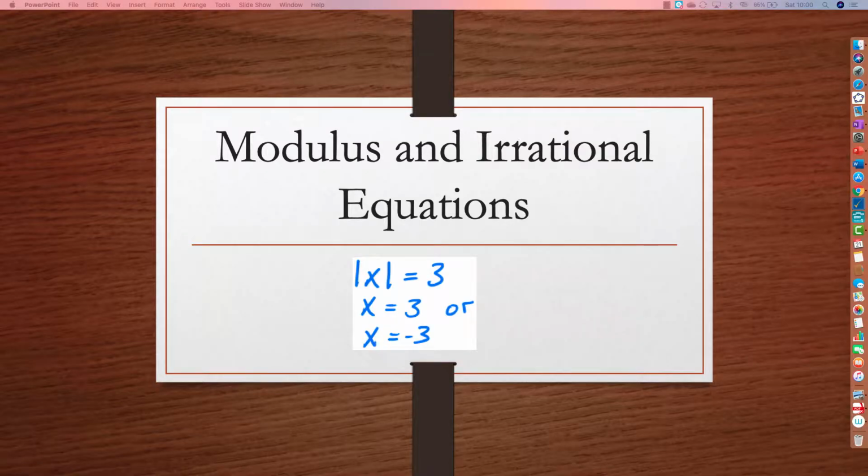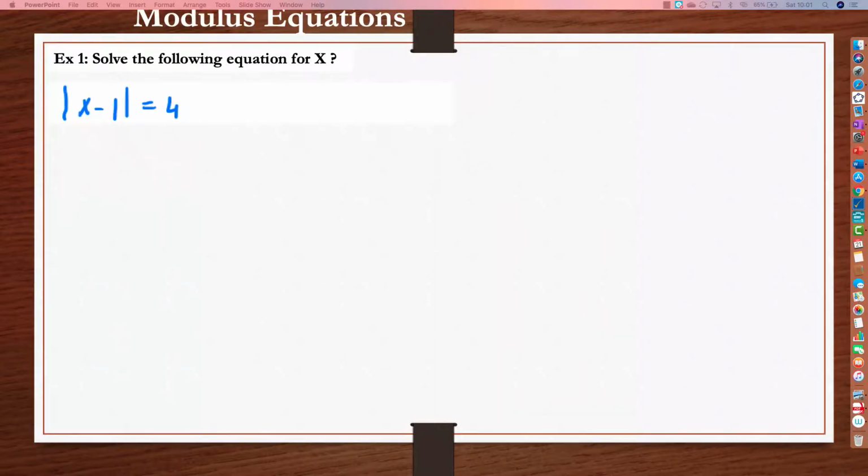Right, so with modulus equations, for example, you take the modulus of x is equal to 3. What modulus means is absolute value. So when x is equal to 3, or x is equal to minus 3, that's what the modulus of x means. So we're dealing with absolute values here. For example, if we were to take the first one, the modulus of x minus 1 is equal to 4. What that means is the modulus of x minus 1 is equal to either plus 4 or minus 4.